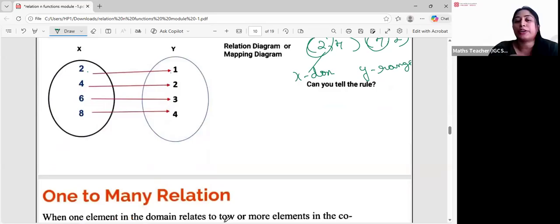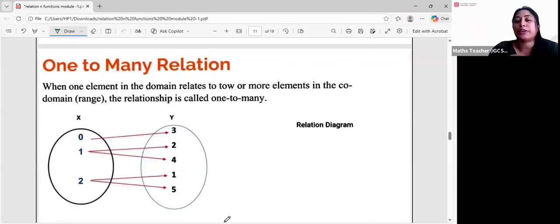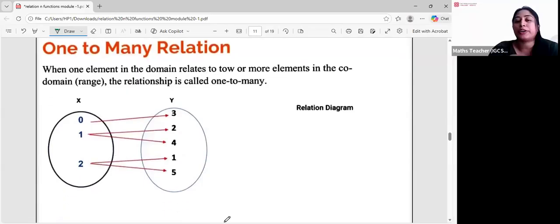And one to many: when one element in the domain relates to more elements. If one element is related to only one element from domain to codomain, we call them one to one. If one element from the domain is related to two or more, we call them one to many. So this is one to many. It is related to two elements here and again two elements. So one element in the domain related to two or more elements in the codomain, we call that a one to many relation.